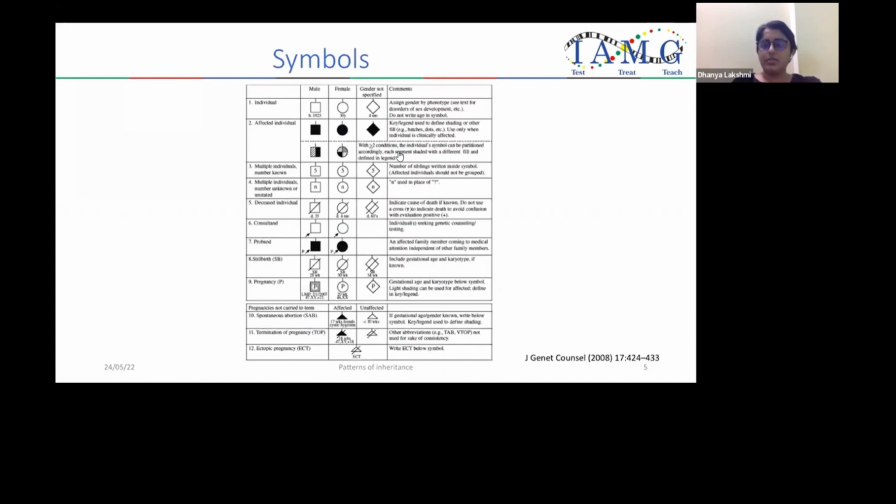These are some of the other symbols that are used in pedigree drawing, and an extensive review about the standard terminologies and the symbols that are needed to be used is provided in this paper, which was published in the Journal of Genetic Counseling in 2008.